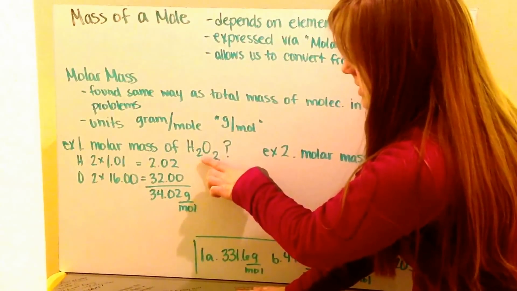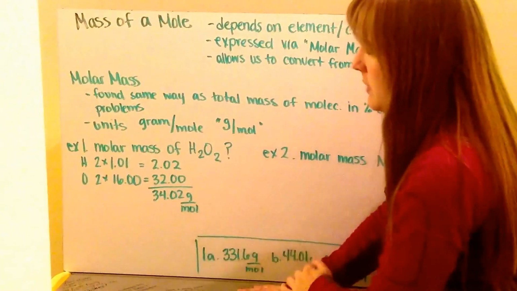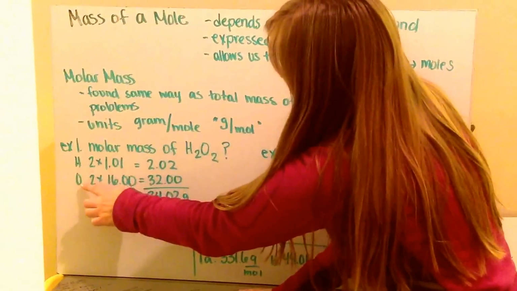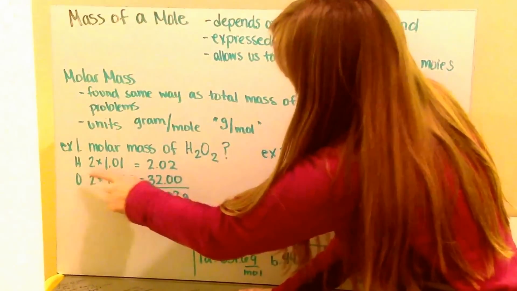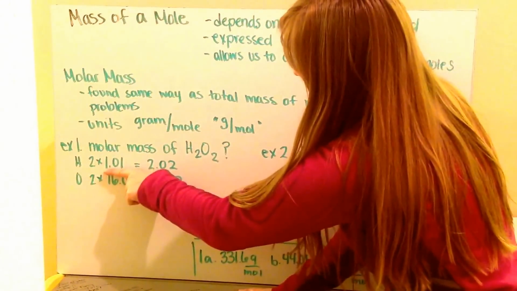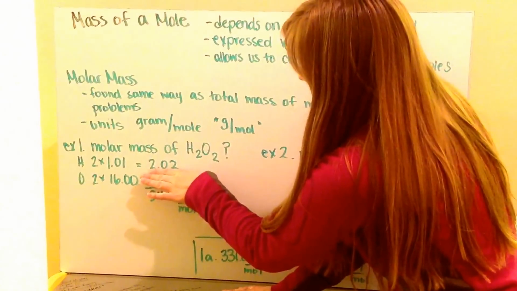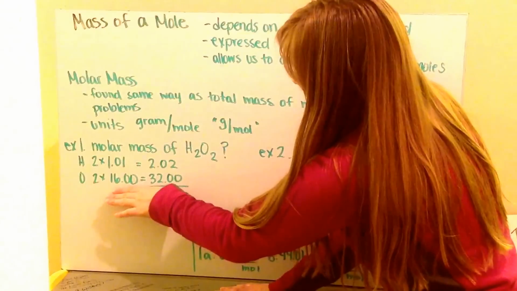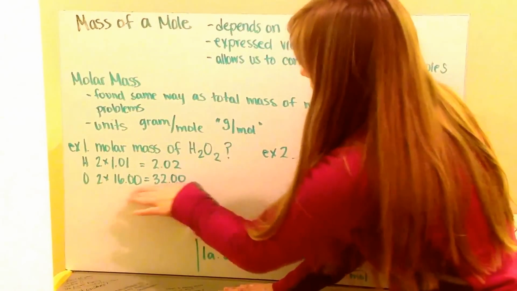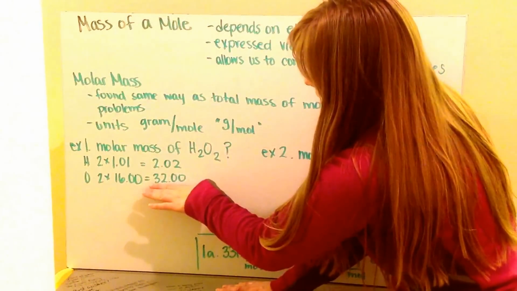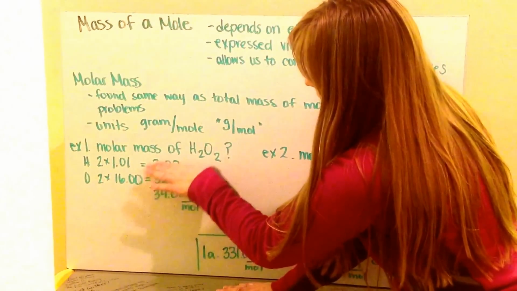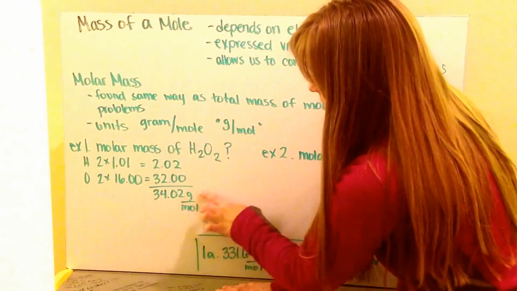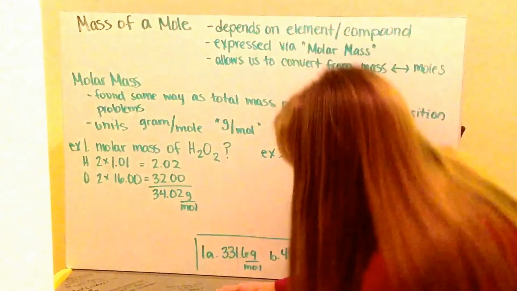Hydrogen peroxide is H2O2. Well, first by determining how many of each atom I have. Well, I have hydrogens and oxygens. I have 2 hydrogens, each with a mass of 1.01, multiplied together gives me 2.02. Oxygens, I have 2 oxygen atoms, each with a mass of 16.00 grams, so I get a total mass contribution of 32.00 grams. Adding them together, I get a molar mass of 34.02 grams per mole.